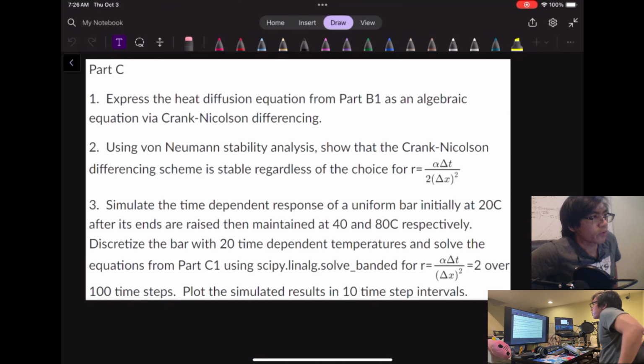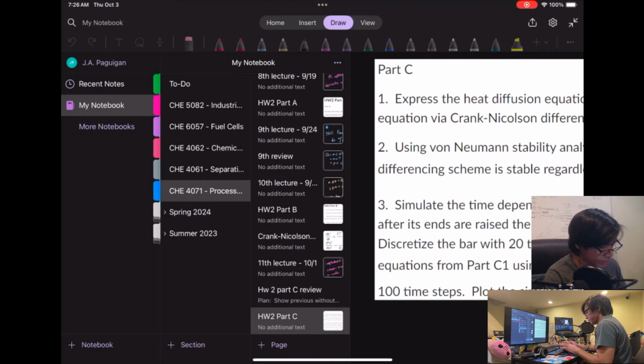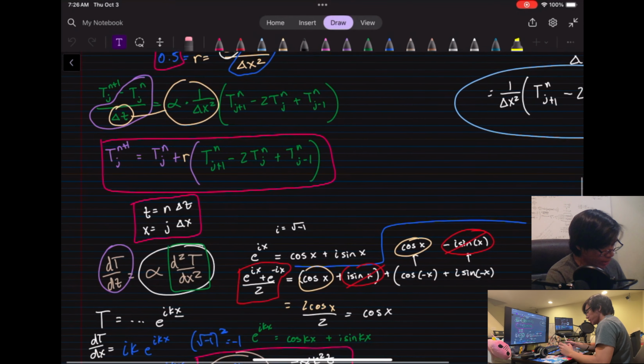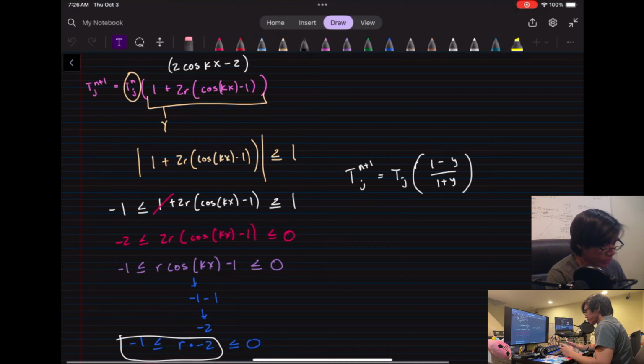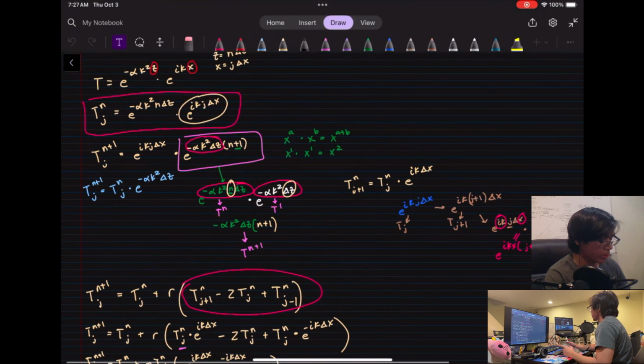All right, onwards to part C of homework 2. If you remember, last video for this homework 2 series, we were actually talking about the Crank-Nicolson differencing. Remember that, I'll just go back to it. So homework 2 part B. We derived and used von Neumann's stability analysis for our derived time-dependent equation.